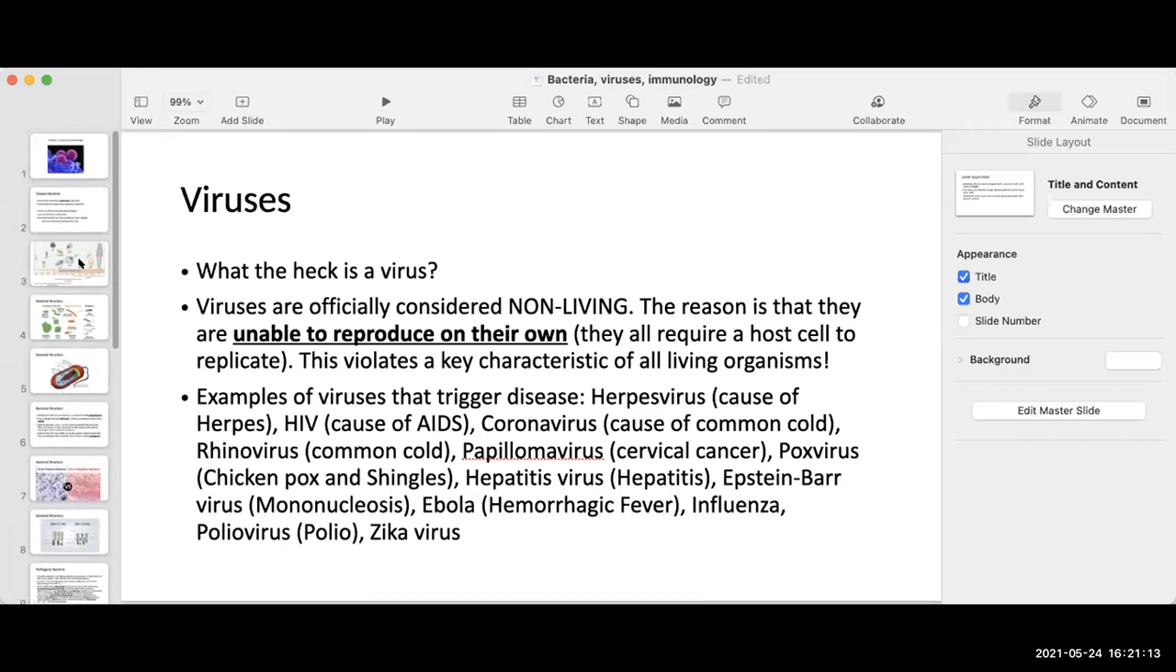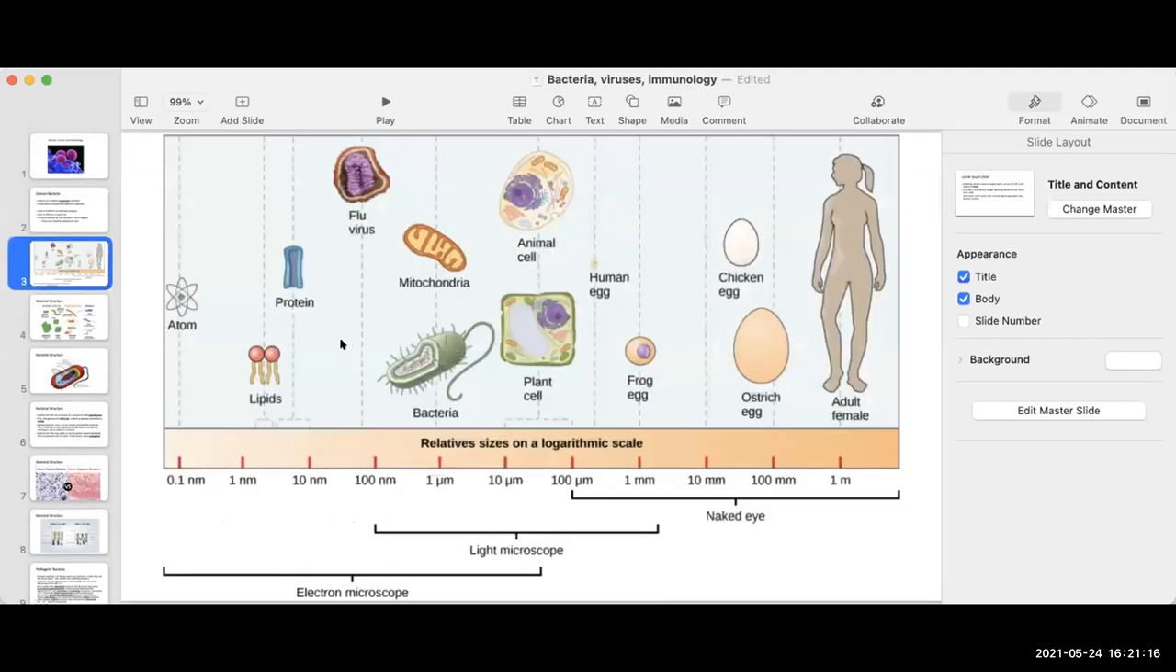And just to go back to this slide, I don't want to forget to show you. Viruses are so small that you need an electron microscope to see them. These are fancy $200,000 microscopes that you might find at a higher-up research institution, like UCSD. SDSU might have one. Virologists use electron microscopes, and they usually have a core facility where everyone uses it.